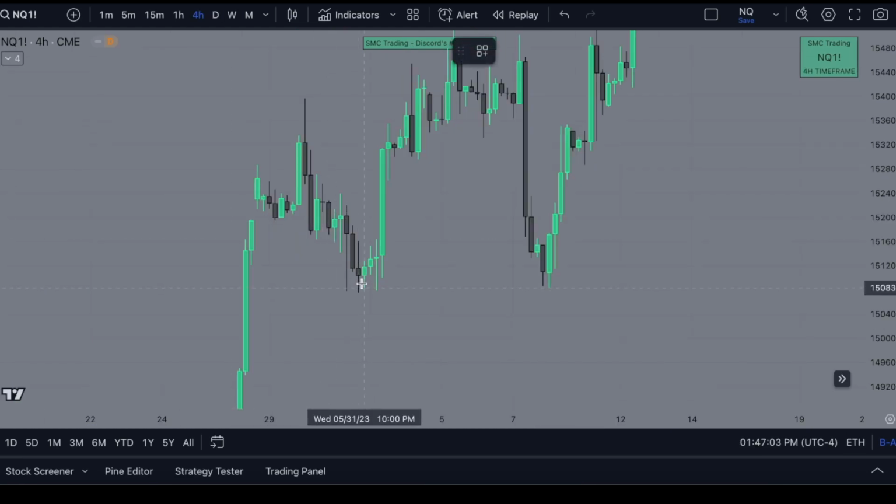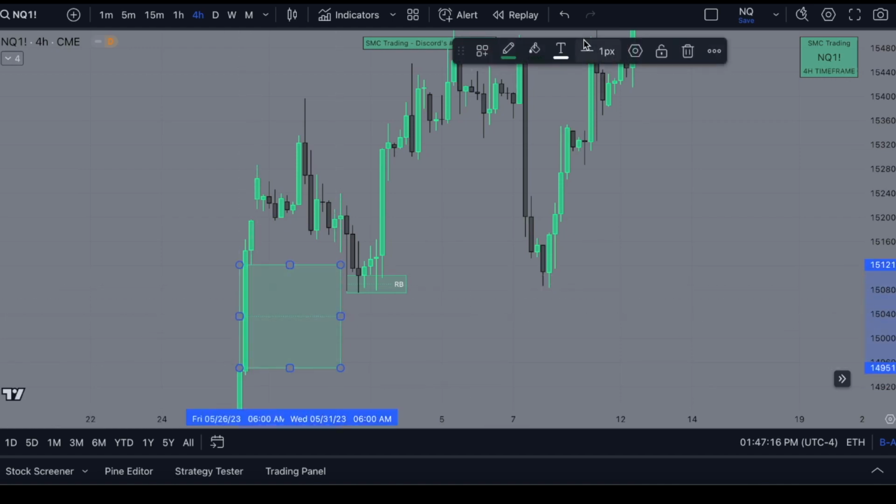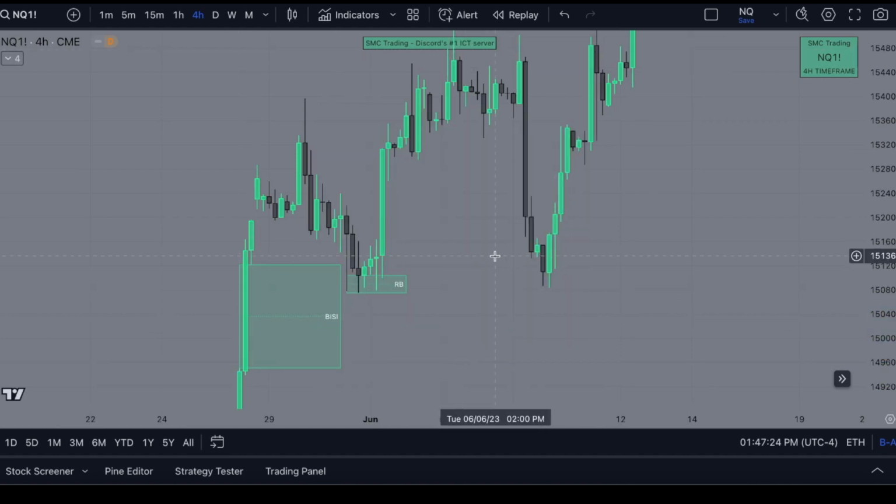Here's another quick example, guys. We have a rejection block here. We're rejecting this BISI. And as you can see, we came into an entry here, and then we went back up.